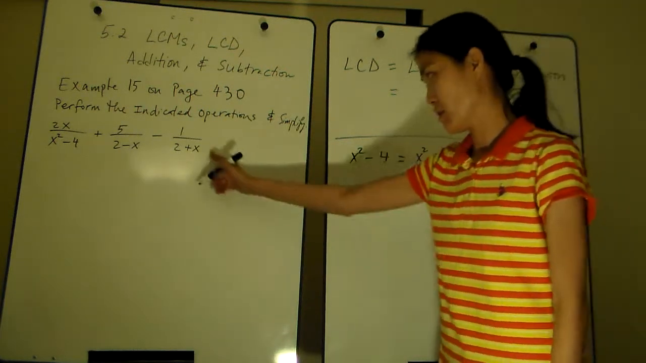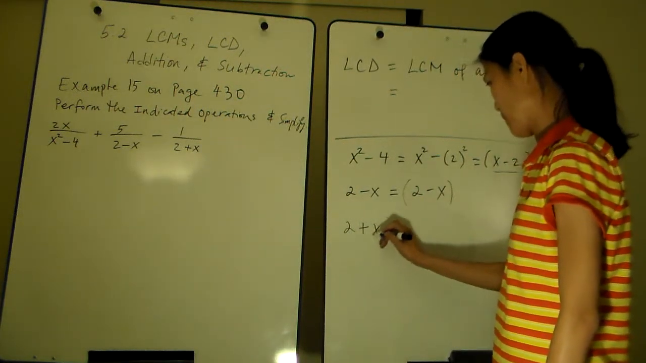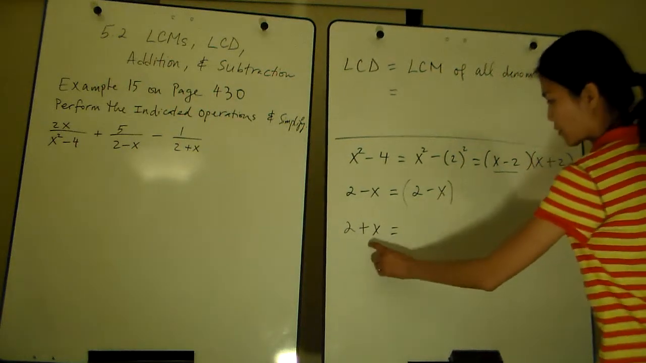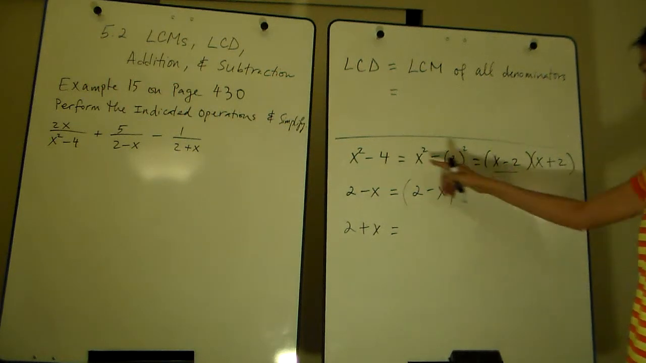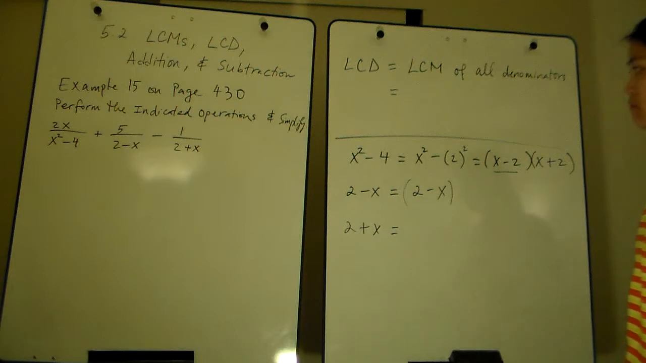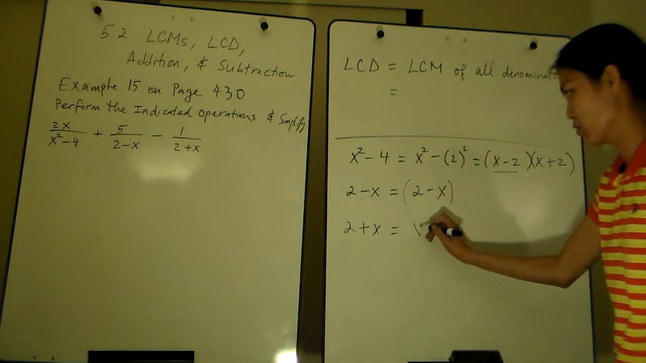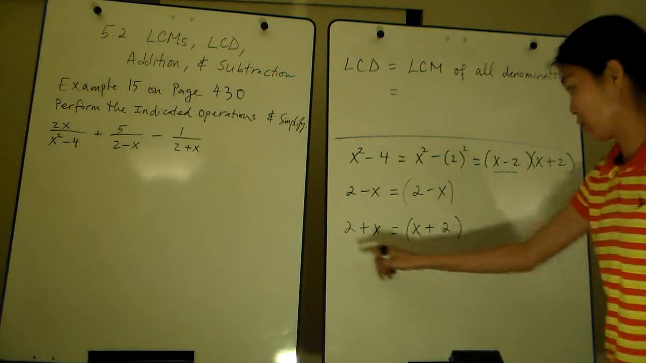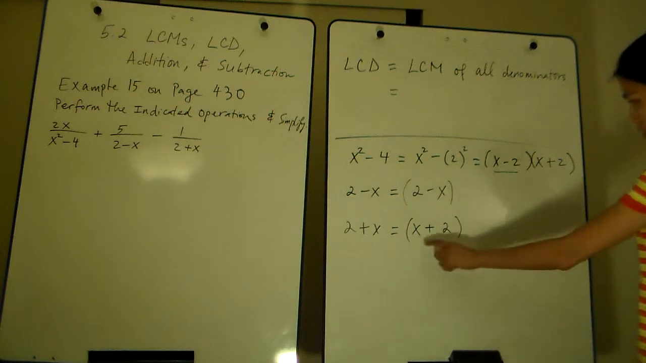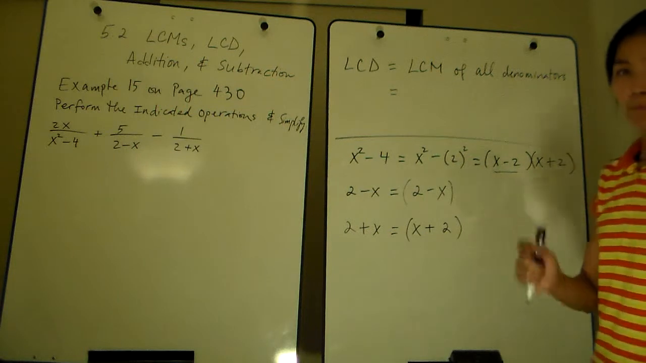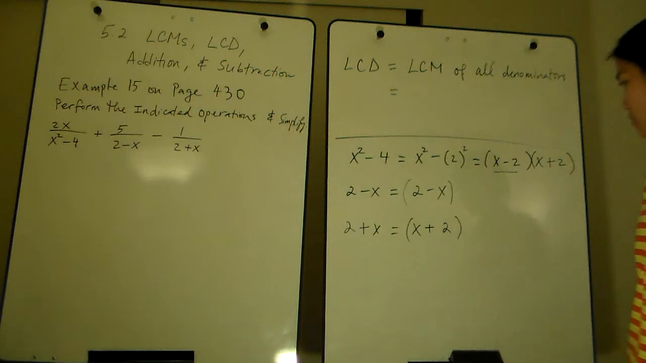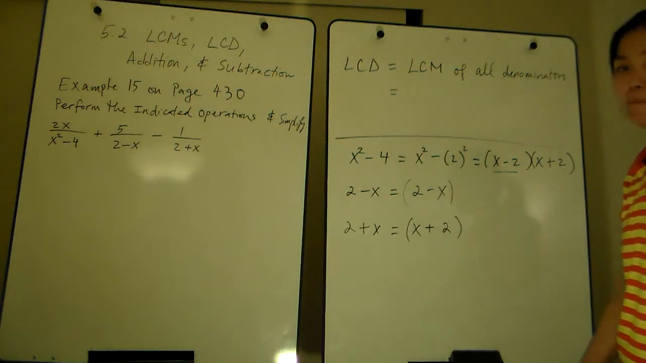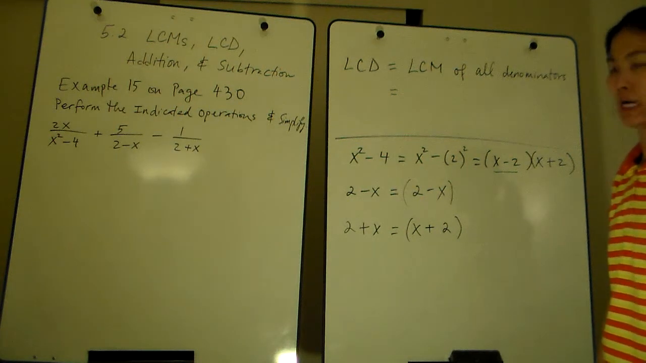For the third denominator, which is 2 plus x. Now again, 2 plus x, right? You cannot factor any further, but if you look closely, you have x plus 2 in the first denominator. Let's rewrite this as x plus 2 because they are equivalent, right? 2 plus x is the same as x plus 2. The reason we do that is because we want to find all the common factors in all the denominators, okay? So the common factor is x plus 2 here. That's why I'm rewriting 2 plus x as x plus 2, just for the format, easier to recognize.